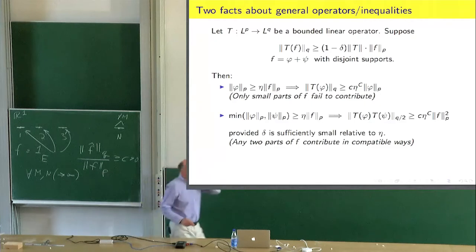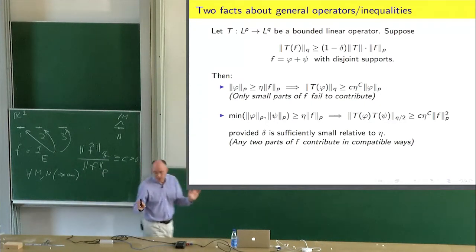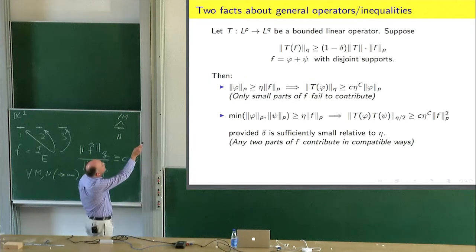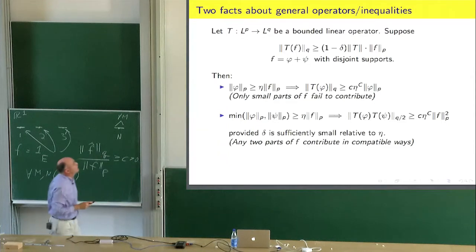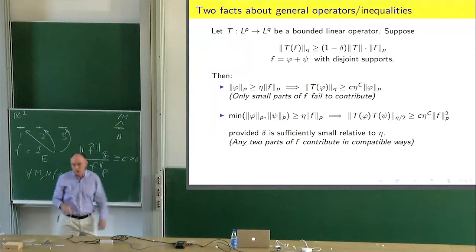Okay. So now we're going to need a couple general facts about operators. These have nothing to do with the Fourier transform. This is just something about bounded linear operators. So T is a bounded linear operator from L^p to L^q. And suppose that you have a function f which is a near extremizer for the inequality. Suppose you take that f and you split it in two parts with disjoint subparts.